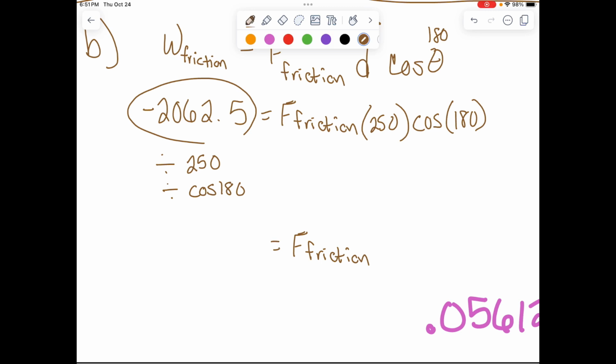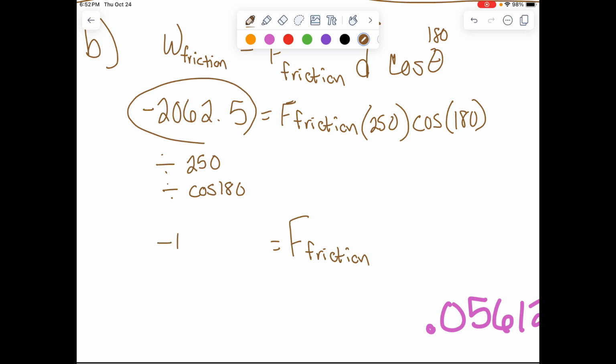Alright, I'm done. 2,062.5 divided by 250, divided by cosine of 180. Good. Again, hopefully you guys are also typing this in your calculator. How am I supposed to do cosine? It's right here, you just hit the little down arrow and then cosine. There you go. 180. How about that? I learned something here.